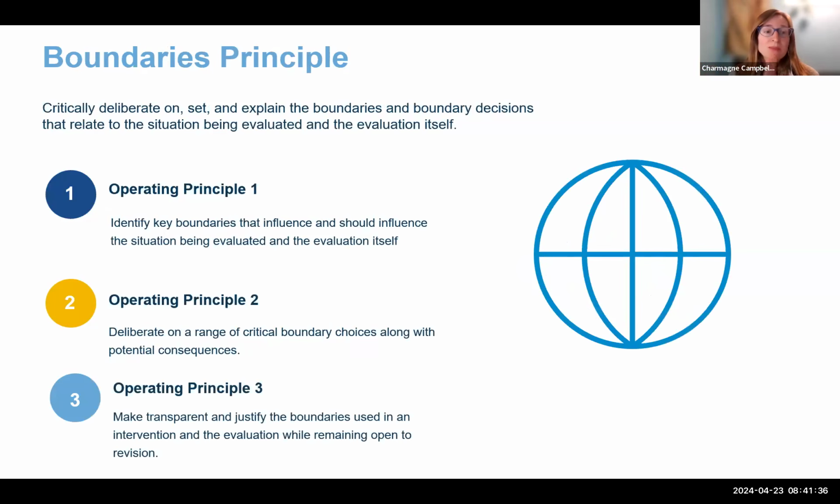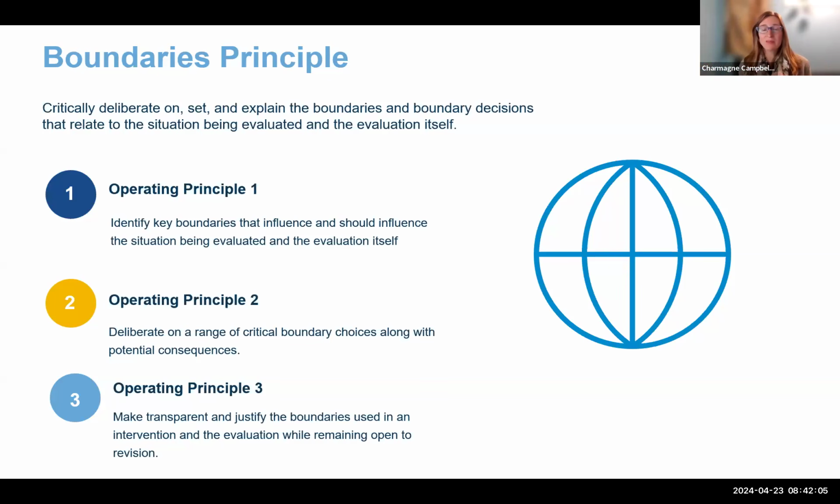Third is the boundaries principle. So really trying to understand what those boundary decisions are, because you really want to be intentional about how you're defining the system. So first is to identify the key boundaries that influence or should influence a situation, deliberating on those. So not doing that in isolation, but engaging those different perspectives and different relationships to think about the boundaries, and make transparent and justify those boundaries.